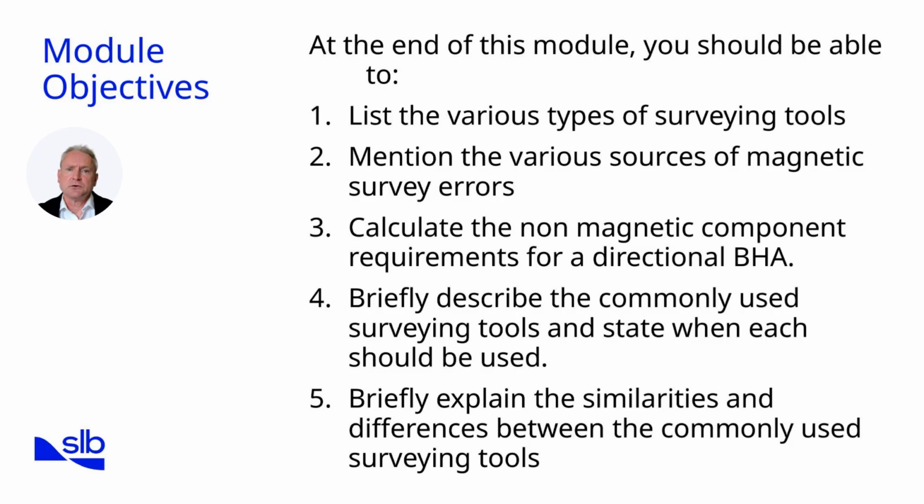At the end of this module, you should have 4 clear takeaways. First, you'll be able to list the various types of surveying tools used in directional drilling. Second, you'll understand the sources of magnetic survey errors, including drill string interference, crustal field variations, and magnetic variance. Third, you'll be able to calculate non-magnetic component requirements for a BHA, ensuring survey instruments are isolated from magnetic interference.